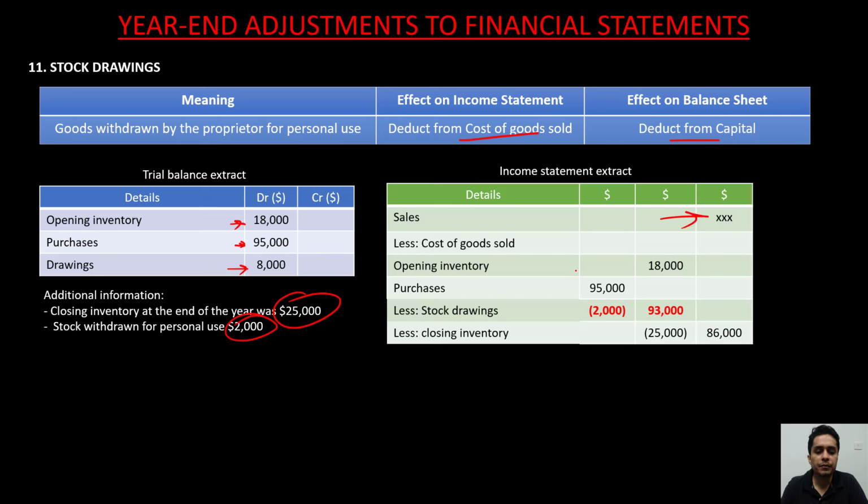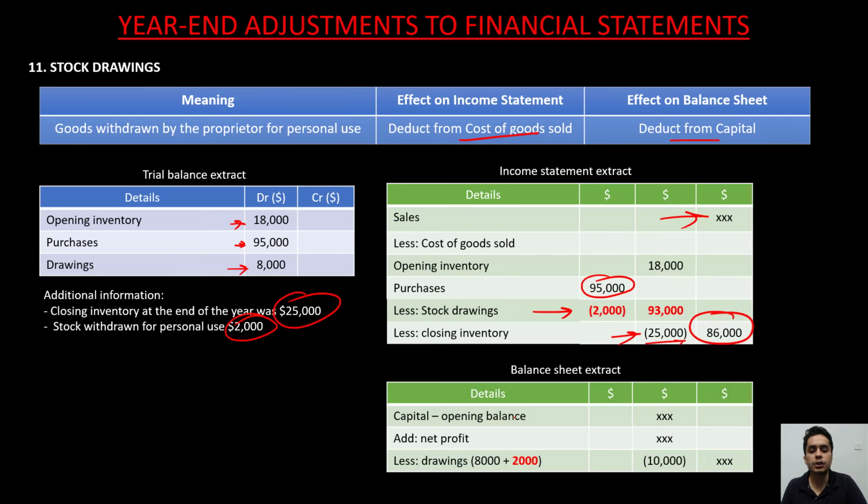We'll record our revenues. When we're calculating the cost of goods sold, we will have to take up stock drawings and reduce it from the purchases. Now this stock drawing of 2,000 is already included in the purchases. But since this was not available for sale, we will have to reduce this amount and show the net amount that was available for sale. And that's why it is reduced. So we reduce 2,000, we reduce also 25,000. And eventually we get cost of sales 86,000. Compare it with your revenues to get the correct gross profit.